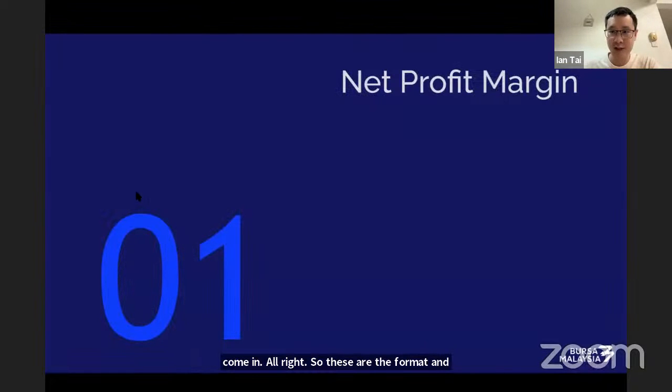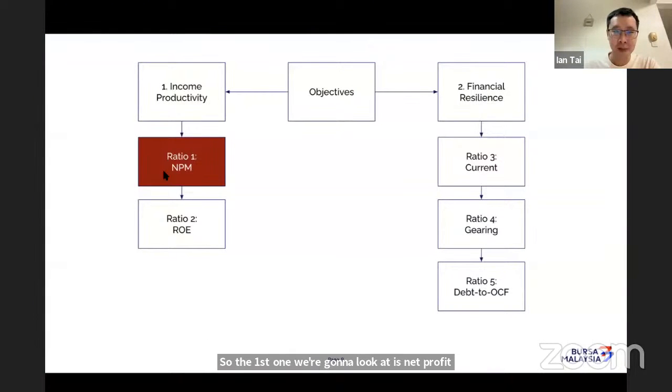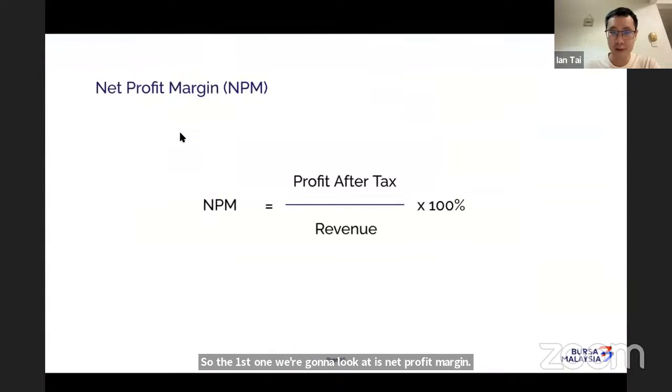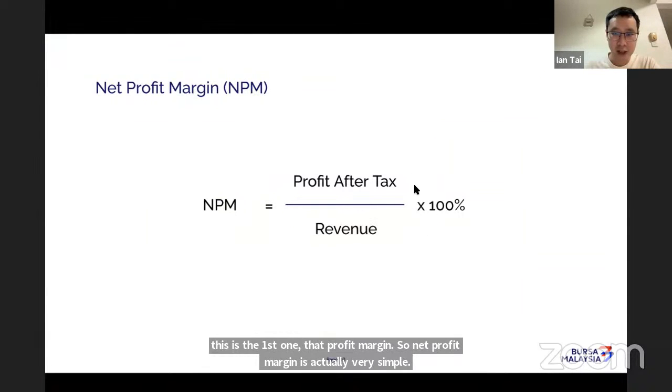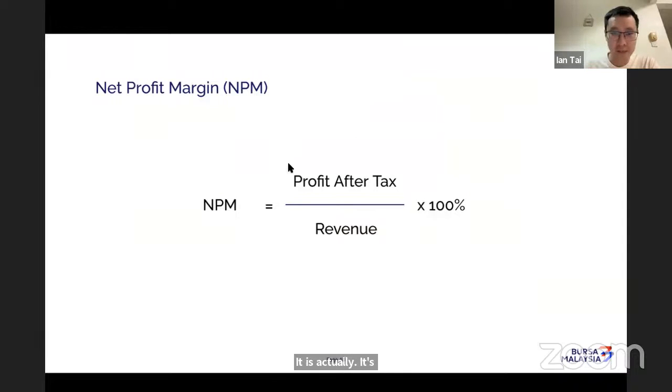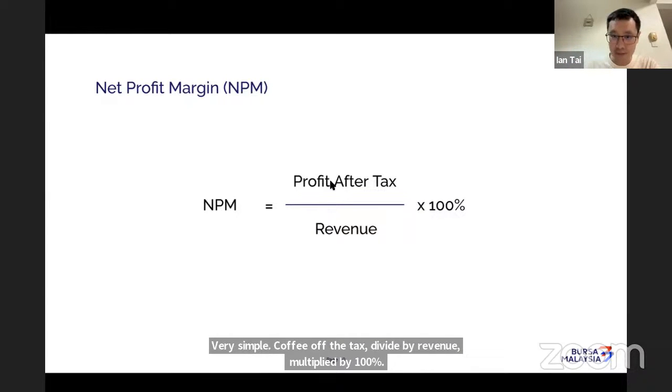So the first one we're going to look at is net profit margin. All right. This is the first one, net profit margin. Net profit margin is actually very simple. The formula is shown on the screen. So here's how you can calculate the net profit margin. It is done by taking the stock's or the business's profit after tax, and then you divide it by revenue and you multiply by 100%. So this is actually the formula. Very simple. Profit after tax, divide by revenue, multiply by 100%. There you go, net profit margin.